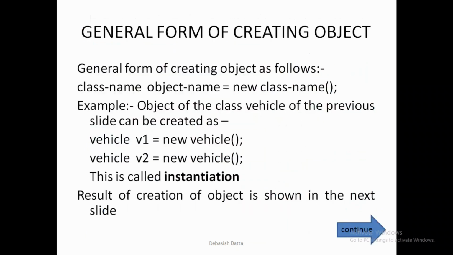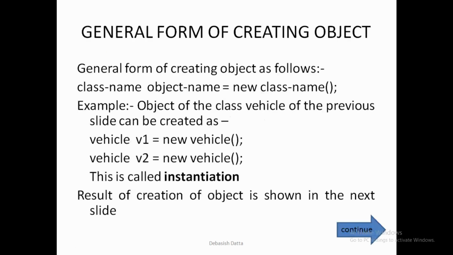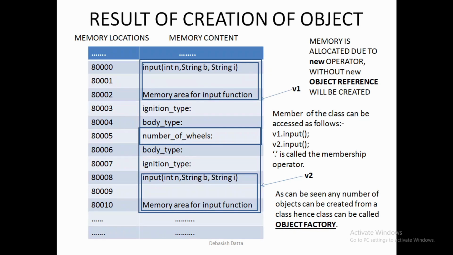So if we want to make a member variable static, we'll just put a static keyword. This is a keyword before its data type. And if a data member becomes static, then there will be a common memory reservation for that static data member for all the objects.